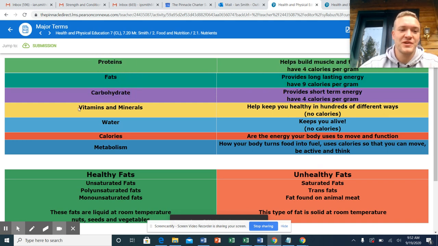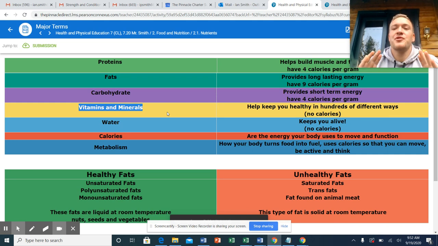Now, our micronutrients are our vitamins and minerals. They do hundreds of different things for us, guys. That's why they're so important. That's why if you just eat pizza and candy and things that are processed, things that aren't natural, things that aren't growing, then we don't get a lot of these. And it can be a really big problem.